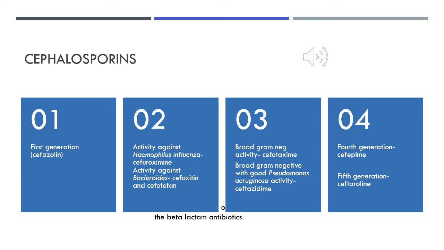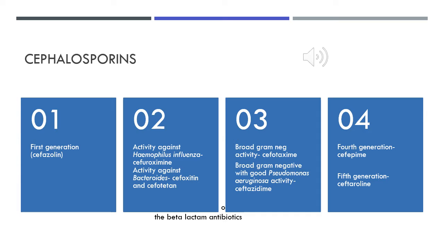So first generation, think cefazolin. And I say think cefazolin because it's really the only option you have out there. Second generation, really we're seeing activity against H. flu, Haemophilus influenzae. That would be cefuroxime. We're seeing activity against the Bacteroides, which is cefoxitin and cefotetan. And I go into this in more detail. This is just a visual for you.